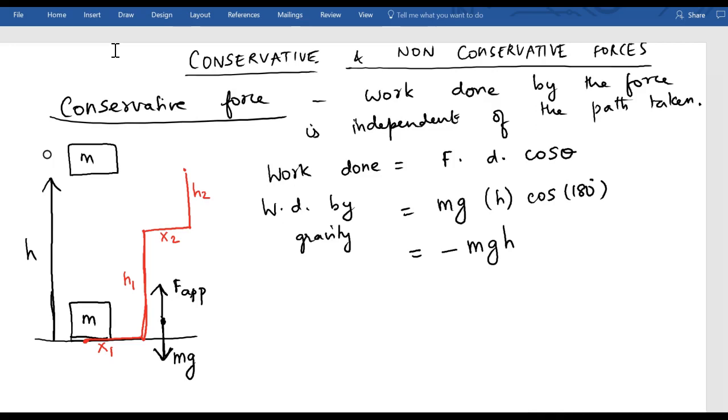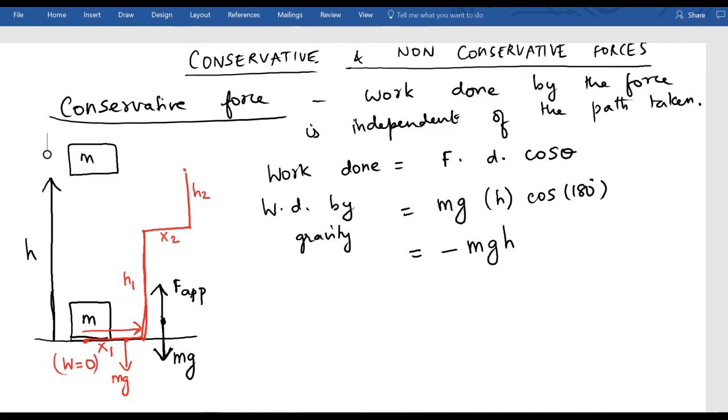So let's find out. In the first instance, for the horizontal, the force of gravity is acting straight down, but the displacement is going to be horizontal x1. So what is the angle between the two vectors? Yes, 90 degrees. So what will be the work done in this case? If theta is 90, cosine 90 is going to be 0. So the work done during this path is going to be 0.